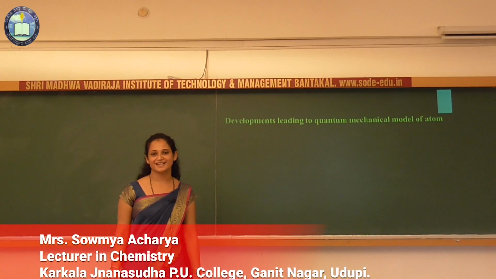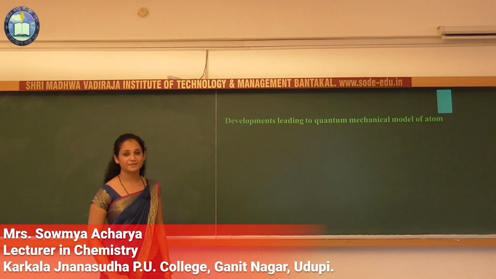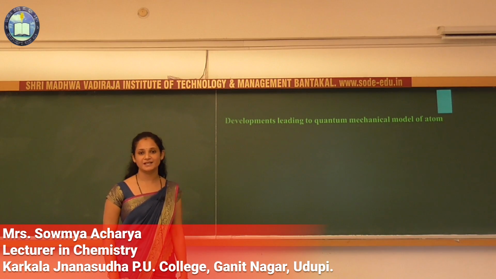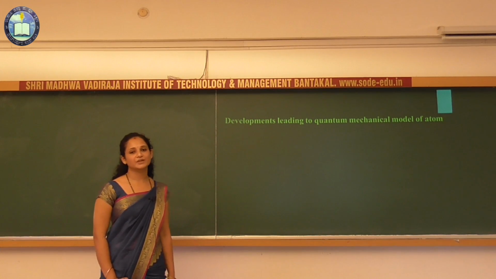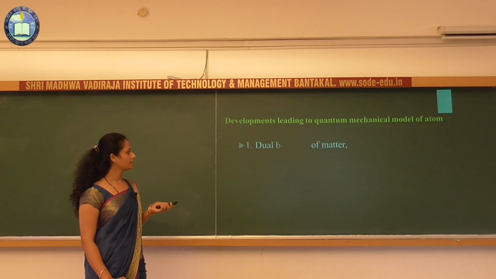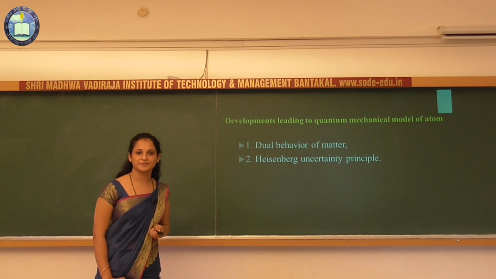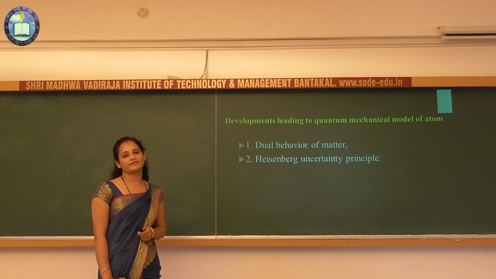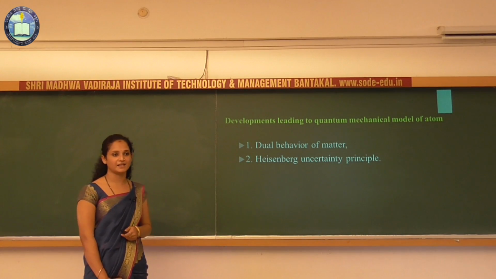Students, you people have studied about Bohr's atomic model as well as its limitations. In view of shortcomings of Bohr's atomic model, efforts were made to develop a new atomic model to overcome the limitations of Bohr's atomic model. The development of the new atomic model was mainly based on two concepts: dual behavior of matter as well as Heisenberg's uncertainty principle. Based on this, a new branch of science was developed known as quantum mechanics, also called wave mechanics.